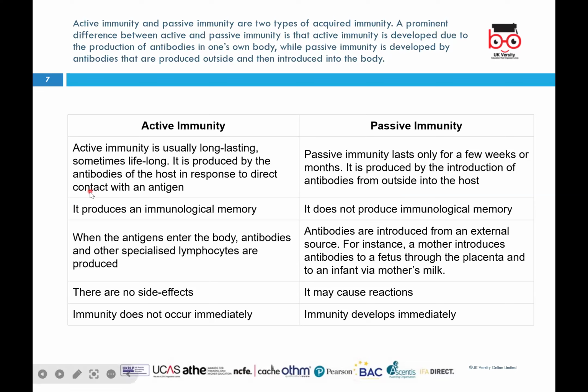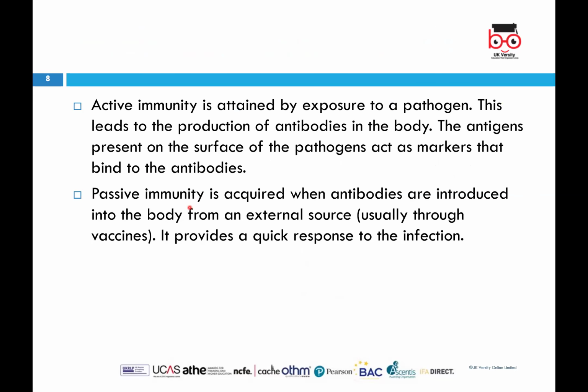Active immunity is slow, but slow and steady, it wins the race because it has memory cells also. So just remember it in that way. We had said active immunity is gained through the introduction of a pathogen. Passive immunity is acquired when antibodies are introduced into the body from an external source, usually through vaccines. It produces a quick response to the infection.